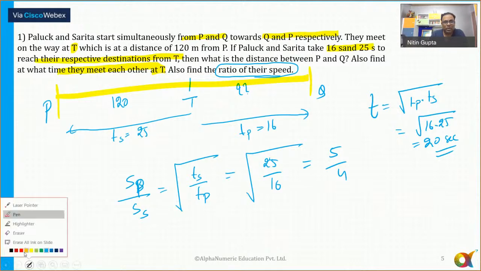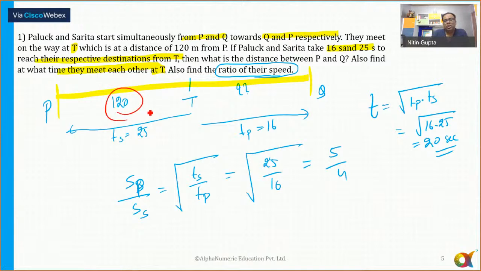And the third one, what is the distance? So we know the distance covered by Palak when they meet upon distance covered by Sarita, that is the ratio of distance, is always equal to the ratio of speed.